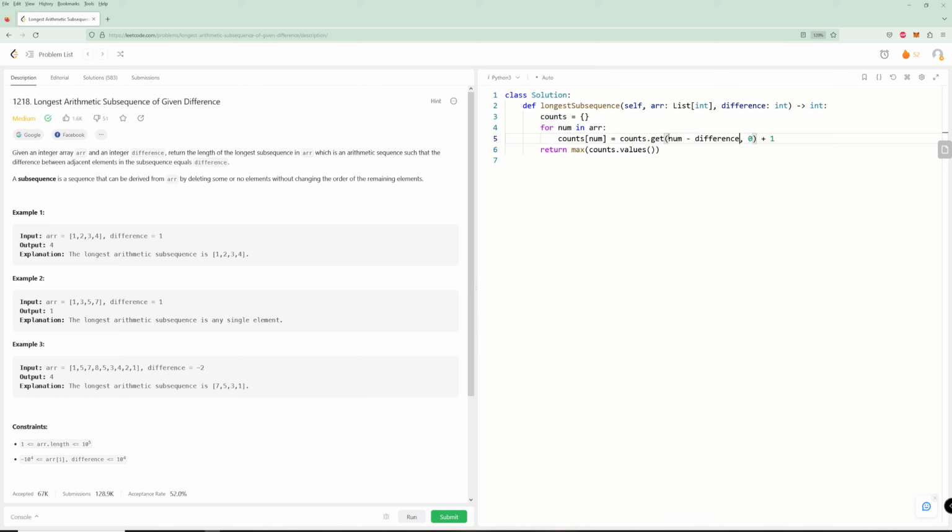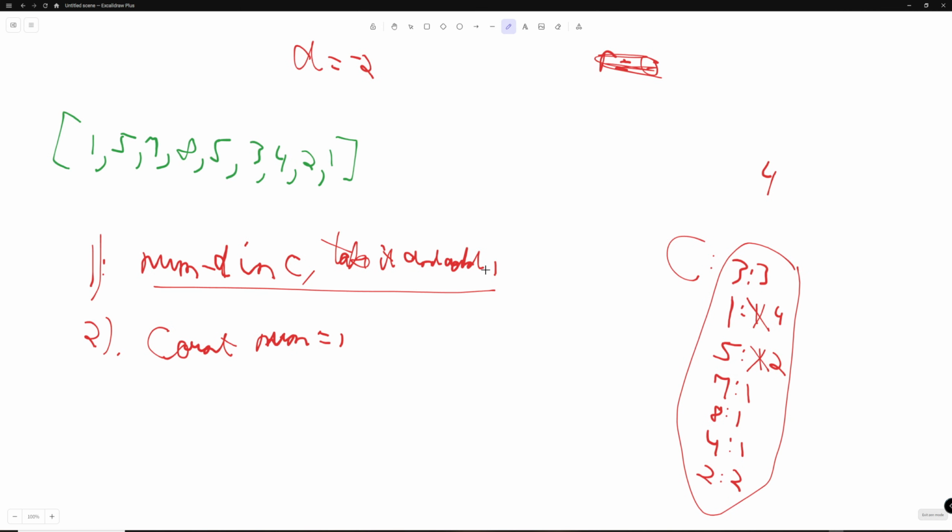So we're getting that. For example, for 1, we would say, let's try to get the key of 1 minus -2, so 3. If it's not in there, then let's use a default value of 0. And then we're adding 1 to the end, because remember, a subsequence with just the one element will be 1. So essentially, we're getting 0 plus 1 if there's nothing else, which would give us a 1. And this num would be the previous number plus 1, right? So we're always adding 1, essentially.